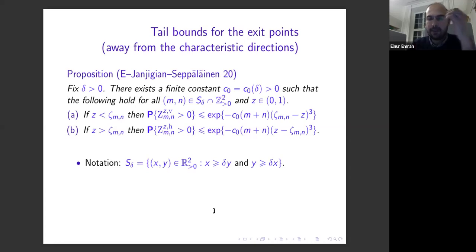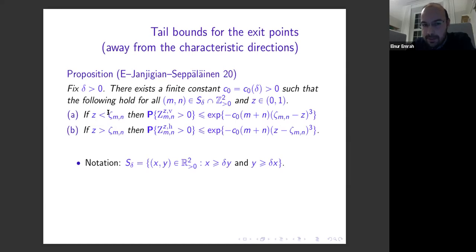Okay. Now I will look at the second regime. So we looked at what happens around the characteristic direction. Now we consider the situation away from the characteristic direction. Now I'll again fix a delta as before. So I will restrict attention to this cone away from the boundaries. Then there is a constant C delta such that the following bounds hold.